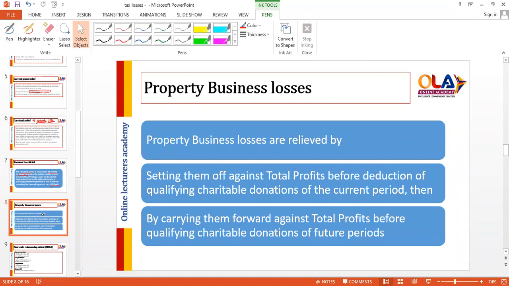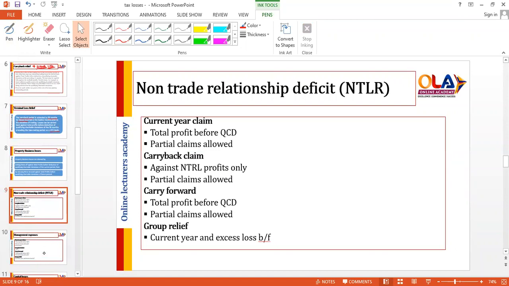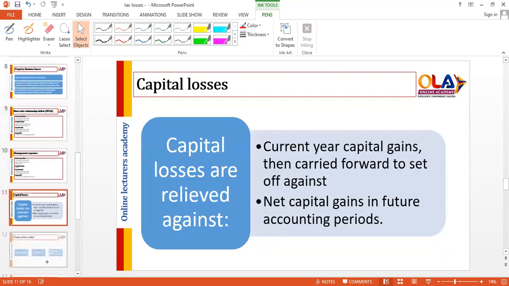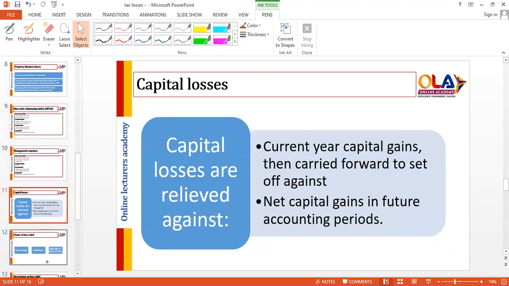Now, as far as the other losses are concerned, we have property losses, non-trade loan relationship deficit, and management expenses. So you should know all these. As far as capital losses are concerned, we have to offset the current year losses with current year gains. You cannot offset capital losses with other income. So after offsetting the current year loss with current year gains, any further loss is to be carried forward against gains, not against total profit.